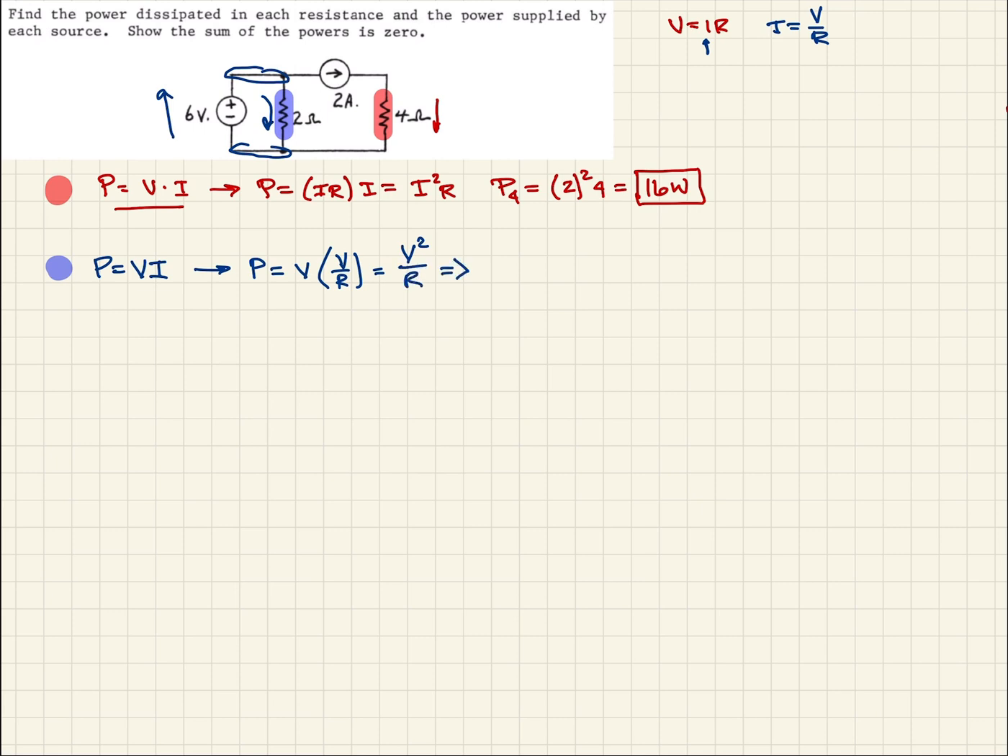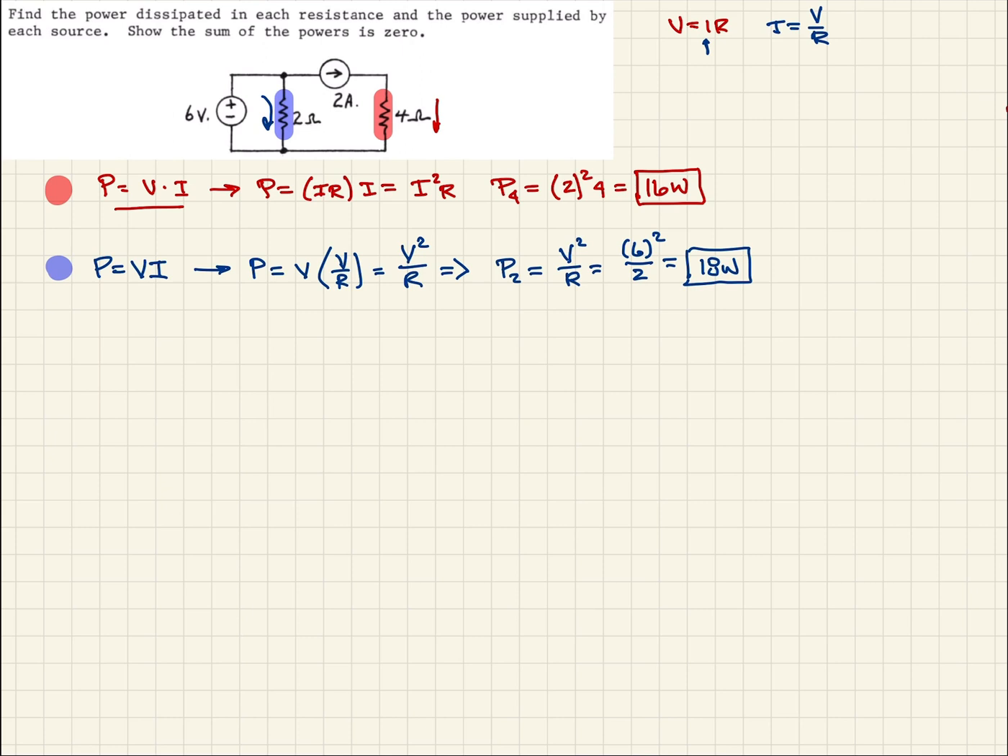So in this case, the power for our 2-ohm resistor will be V squared over R. We know the voltage is 6 volts squared, and the resistance is 2 ohms. When we calculate that out, we get 18 watts. So here are the 2 power dissipation calculations for each resistor. The 4 ohm is 16 watts. The 2 ohm is 18 watts. Okay, so now we need to go back and see if we can determine the power for the sources.